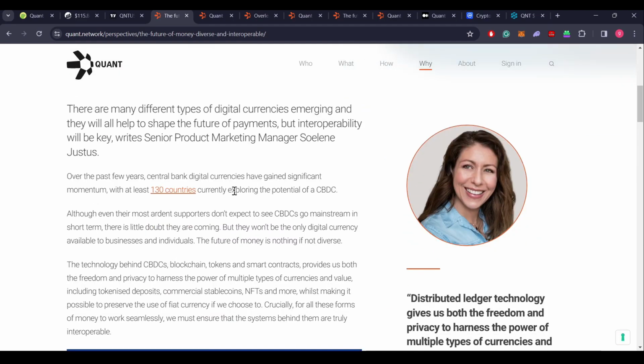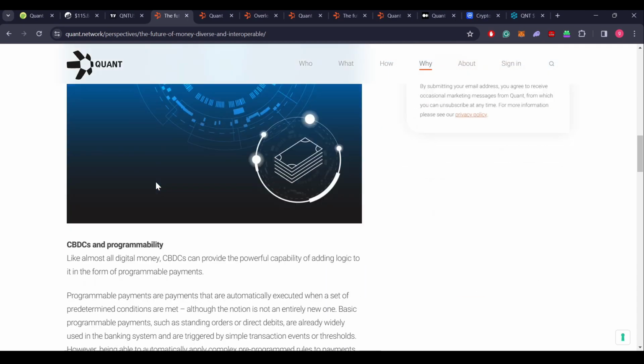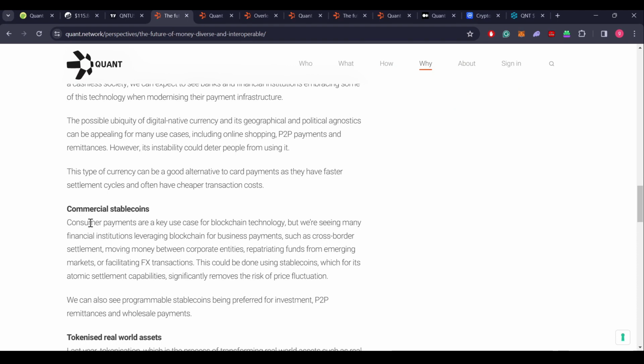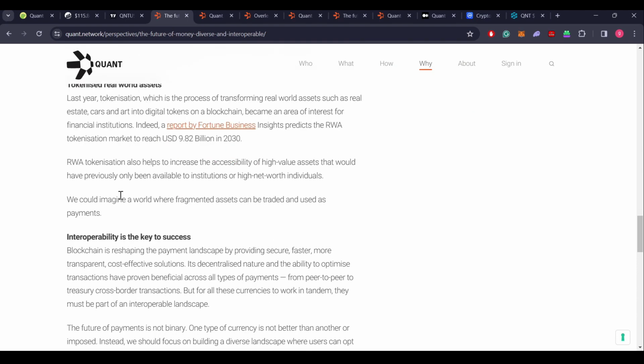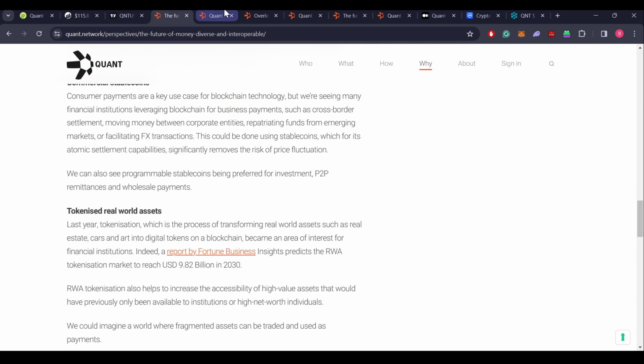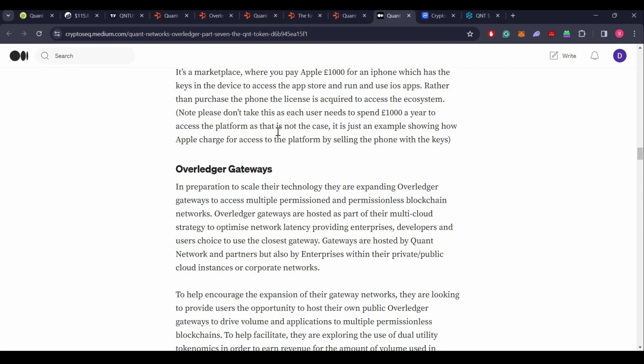The future of money and interoperable. This is basically an article about CBDCs and programmability, tokenized deposits, and other things which they are working on. They release these kinds of updates from time to time to show how much demand there will be for QNT.